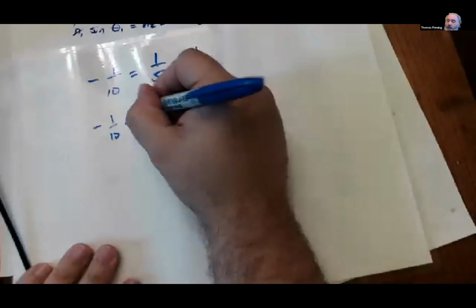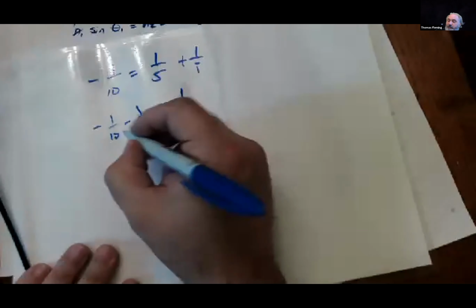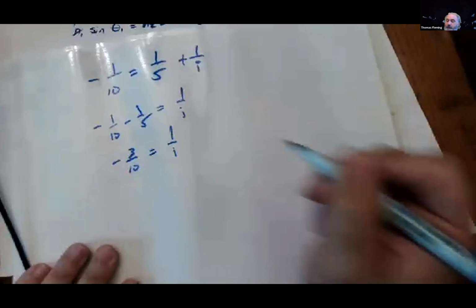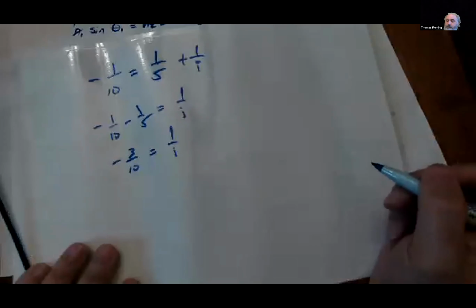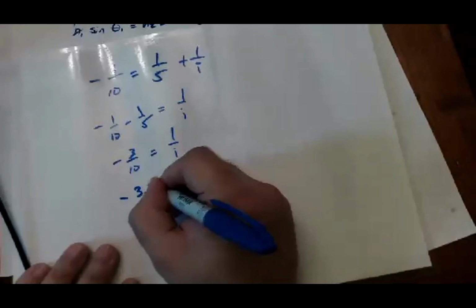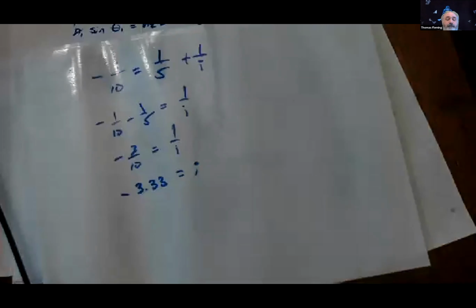So I move this over. I have negative 1 over 10 minus 1 over 5 equals 1 over I. That one's easy enough, I can do it in my head. It's going to be negative 3 over 10, which means I is negative 3.33. So far, so good?